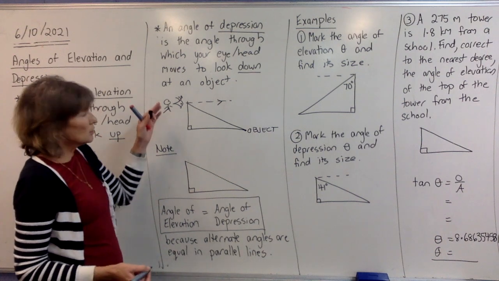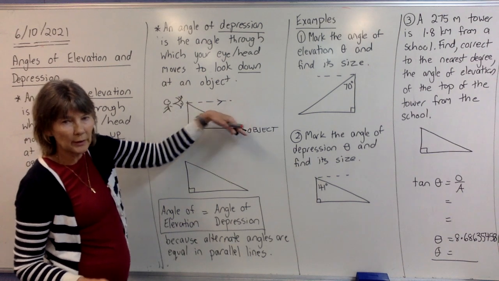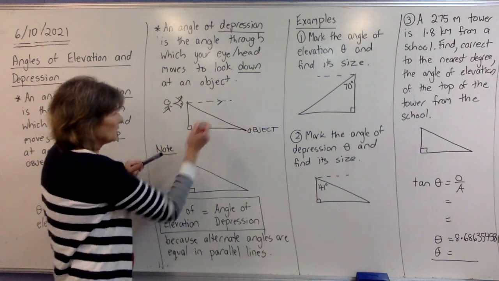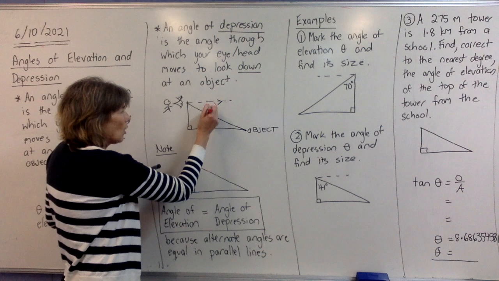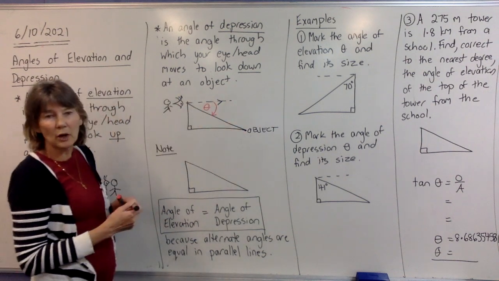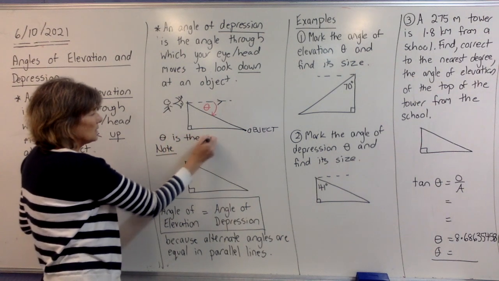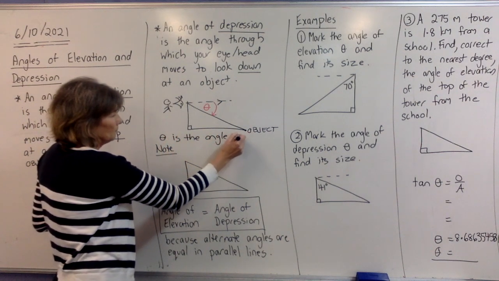Okay, so you need to turn your eye or your head through an angle so that you're focusing on that object. So this is the angle that your eye or your head has to move through to be focusing your line of sight on that object. So that theta that we just marked in is the angle of depression.